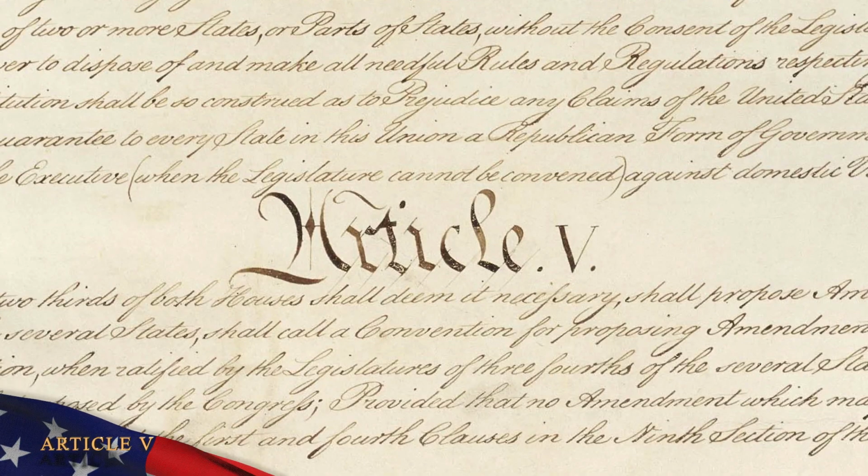Article 5 of the U.S. Constitution outlines the process for amending the Constitution, providing a way to adapt the document if needed. This article establishes 2 methods to propose amendments and 2 methods to ratify them, which means approve them. Proposals can be made by a 2/3 vote in both the House of Representatives and the Senate, or by a constitutional convention called by 2/3 of the state legislatures. Ratification is required by 3/4 of the states, either through their legislatures or state conventions, as determined by Congress.